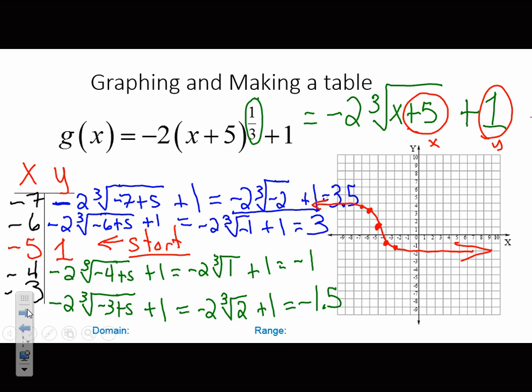But once again, ladies and gentlemen, domain and range, we can pick any x value. We can get any y value. So both of these are going to be all real numbers. X such that x equals all real numbers. And y such that y equals all real numbers.